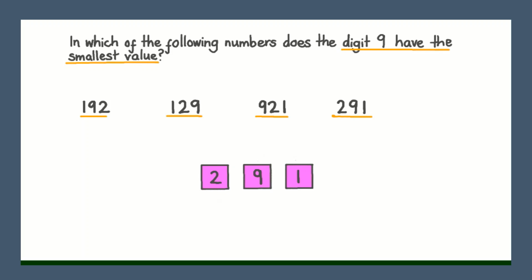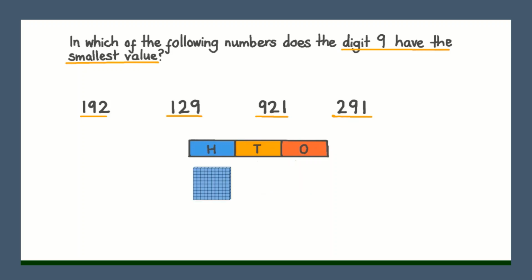And to be able to answer this question, we need to think about what the value of each place in a 3-digit number is worth. Now we know that the digits in a 3-digit number are worth hundreds, tens, and ones. Here's 100. This is what a 10 looks like. And here's a 1. Now if we look at our 4 numbers, we can see that the digit 9 sometimes appears in the hundreds place, sometimes in the middle of the number, which is the tens place, and sometimes in the ones place. Now which is the smallest value? Hundreds, tens, or ones?